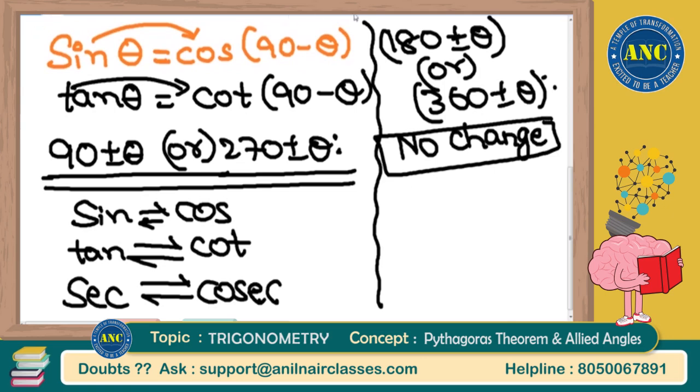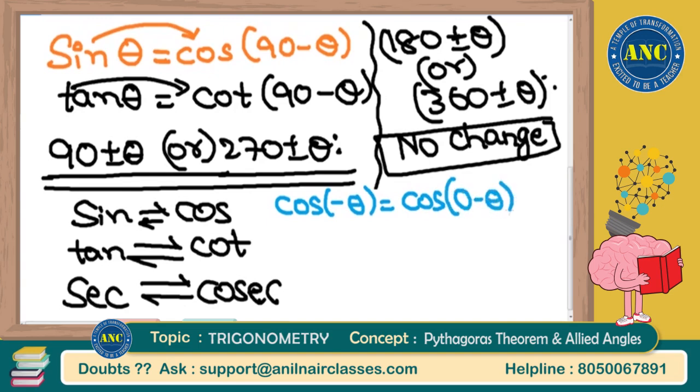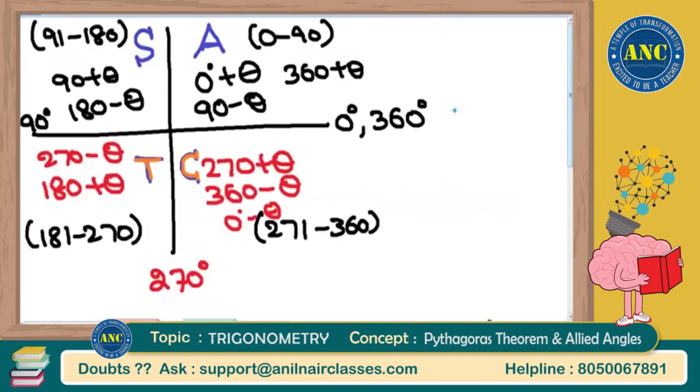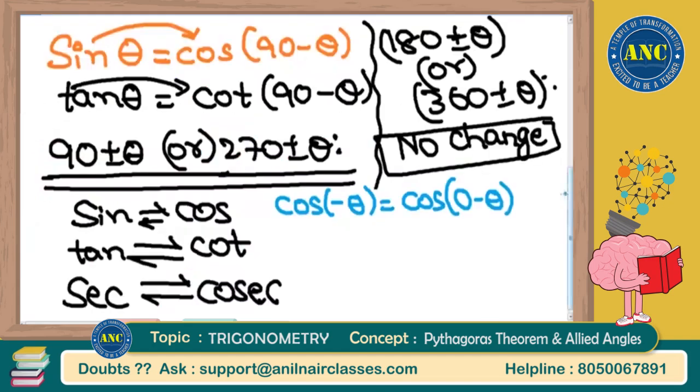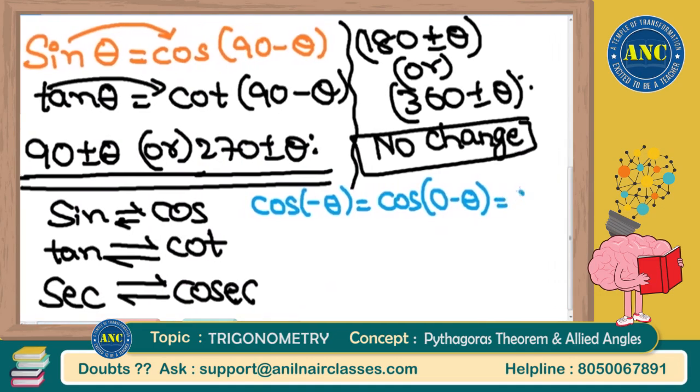Now this is something which I did not discuss in yesterday's class. Now listen carefully. Think logically. Suppose I want to find cos of minus theta. Cos of minus theta can also be written as cos of 0 minus theta. 0 minus theta is nothing but minus theta itself. 0 minus theta comes in the fourth quadrant. In the fourth quadrant, which two trigonometric functions are positive? Cos and secant are positive, and here the trigonometric function given is cos. That means cos of 0 minus theta, or cos of minus theta, is nothing but plus cos theta.